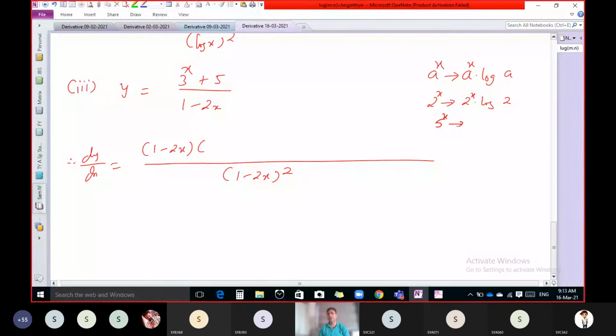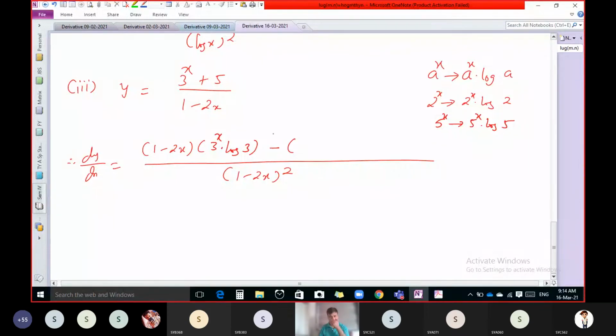Pi raised to x. Tell me the derivative of pi raised to x. 5 raised to x into log 5. So here, the derivative of 3 raised to x is 3 raised to x into log 3. And the derivative of pi is 0, so only we get this term.